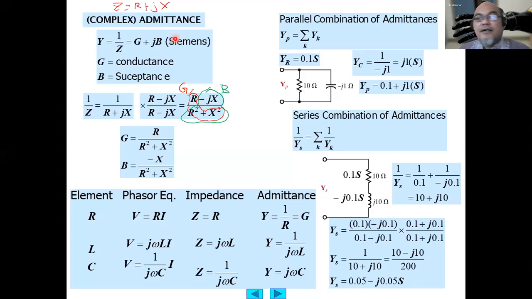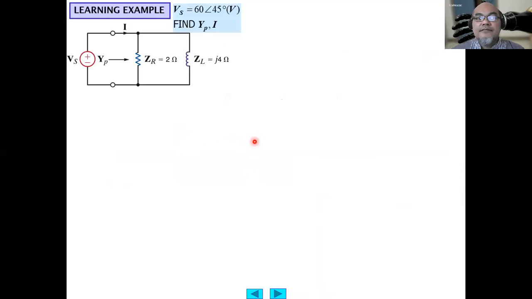We have learned how to simplify series or parallel impedances as well as series and parallel admittances. Okay, let's do some examples. For example, here we have a voltage source having an amplitude of 60 and a phase angle of 45 degrees. Find the parallel admittances here, and then the current.